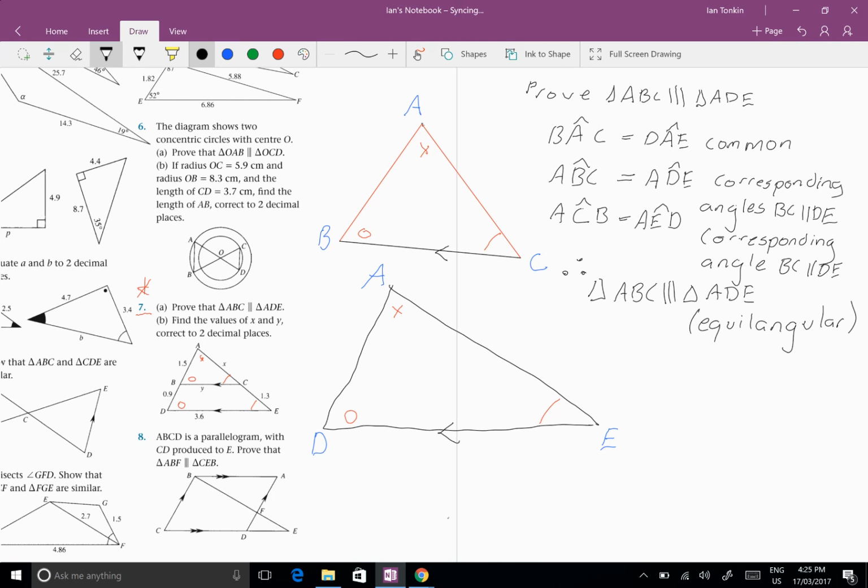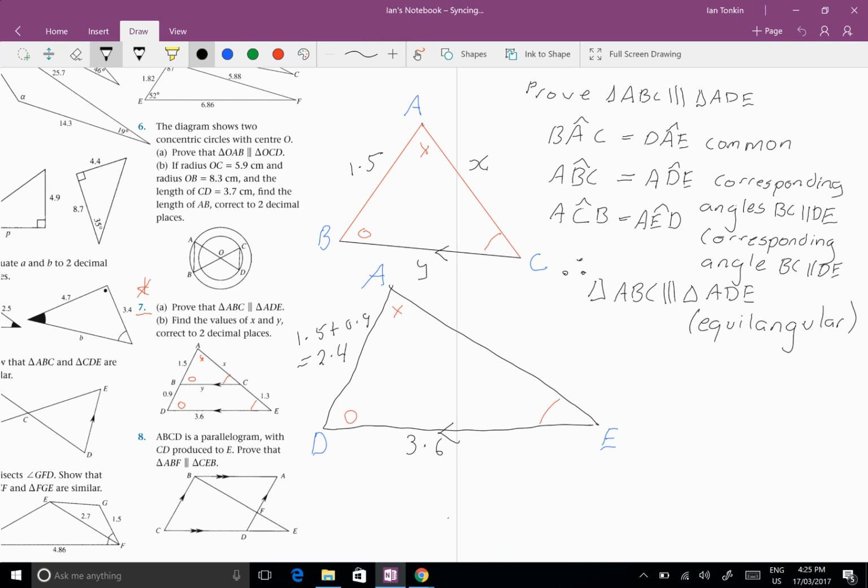Now that the triangles are similar, let's just write some things on here. This is 1.5. That's X, and that's Y. And this is 1.5 plus 0.9, which equals 2.4. And this is 3.6. We don't even need the other side.